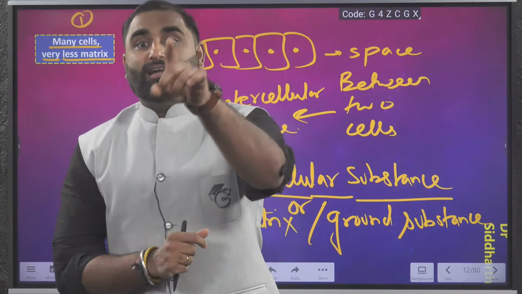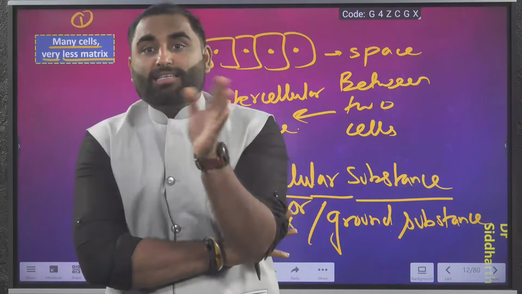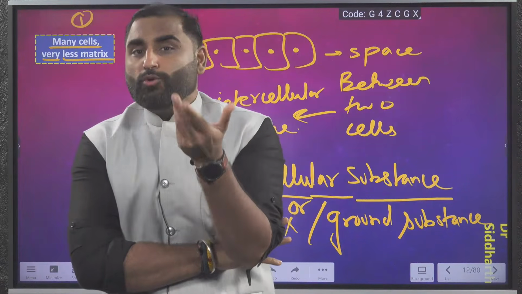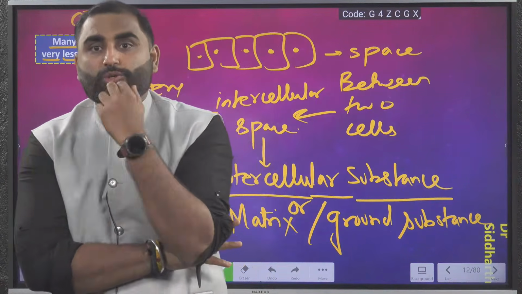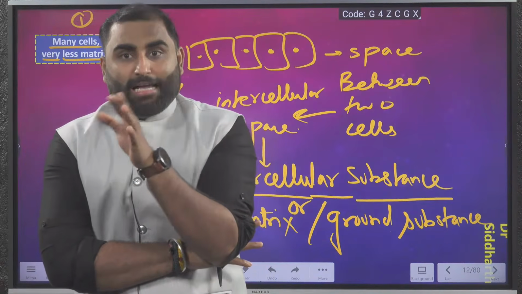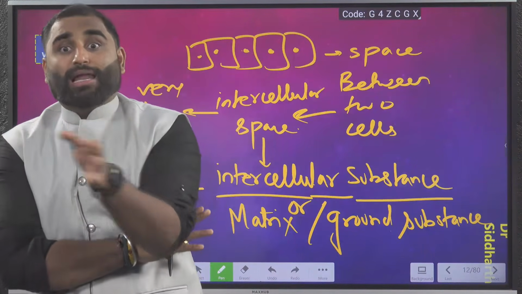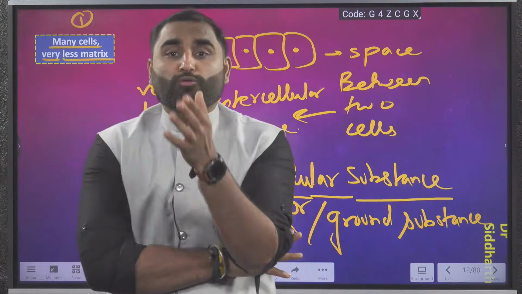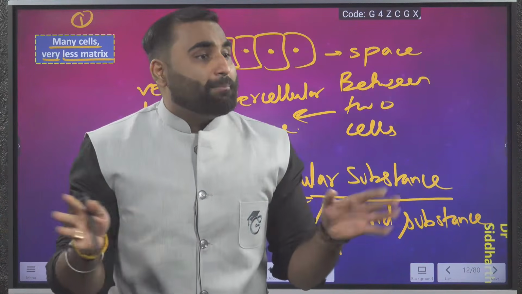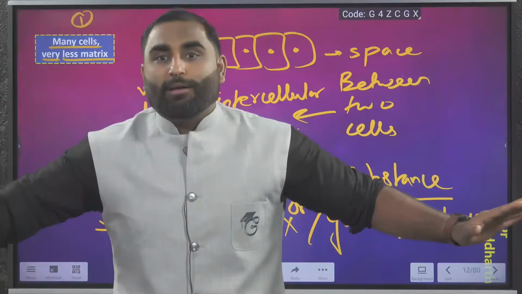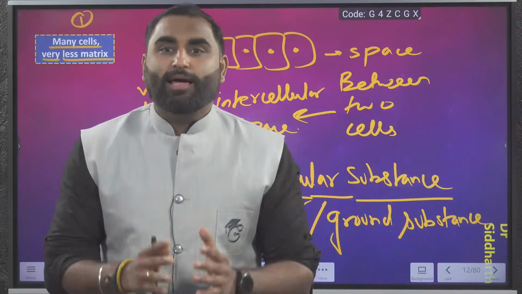And blood is a connective tissue. So what will you do? Will you tightly pack the cells in connective tissue like blood? No, you will not. You will keep a lot of space. So RBC, WBC, all are flowing.